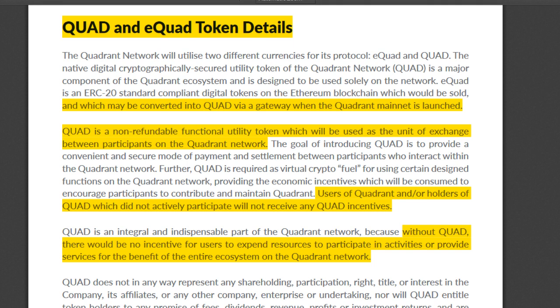Quad is an integral and indispensable portion of the Quadrant network because without Quad, there would be no incentive for users to expend resources to participate in activities or provide services for the benefit of the entire ecosystem on the Quadrant network. So basically, because this is a token, all micropayments are done in it. When they first launch, they'll be able to use fiat and smart contracts, but they're going to try to phase it out. That's normal on an ICO white paper. It's going to be the lifeblood for this project, so this is the token that's going to be used. You have to use it.